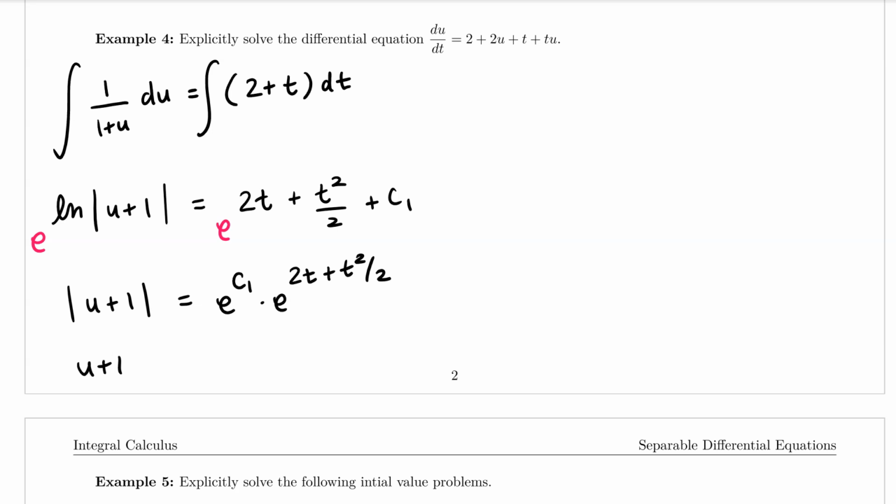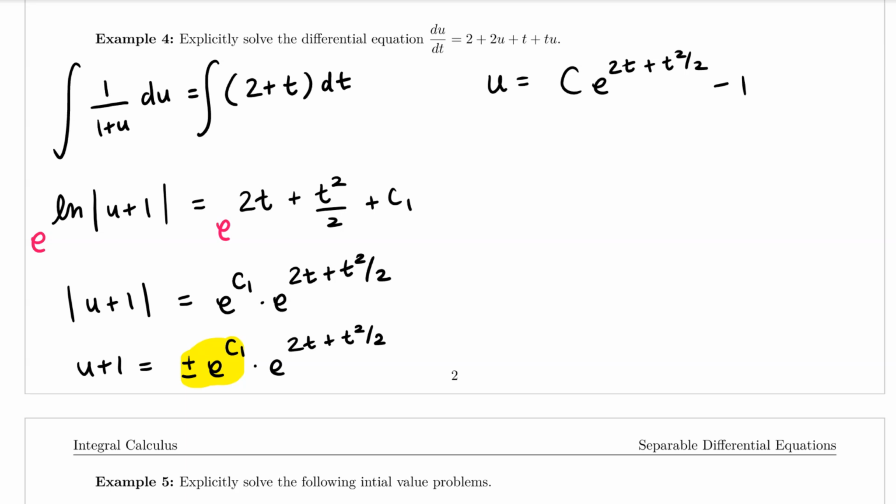At this stage, I'm going to drop the absolute value bars and put plus or minus e to the c1 times e to the 2t plus t squared over 2. And this thing in front here is just some constant. And so I'm just going to replace that with a capital C, and I'm also going to subtract 1 on both sides of the equation. So I end up getting u is equal to capital C, which is some arbitrary constant, and then we've subtracted 1, so there is our final answer for example 4.